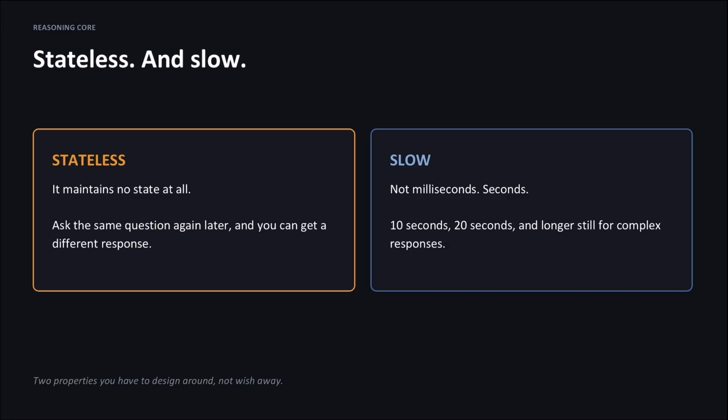The reasoning core is stateless and slow. Two properties we are discussing over here. We'll look for the third as well in a bit. Stateless, it maintains no state at all. What it means is that if you ask the same question again later, you can get a different response. For example, it has been programmed in such a way with some amount of data, and that data is not changing. I'm talking about the training data, not about some persistent or dynamic data being fed. It's about static data which has been fed for training, that is not changing.